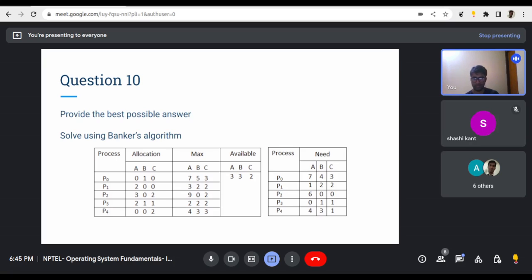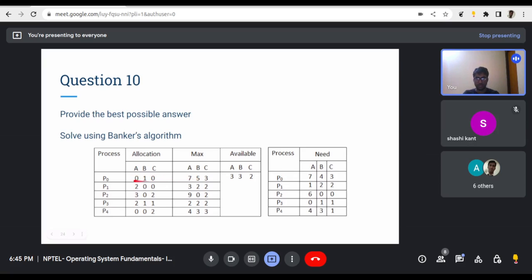So this is the need matrix, right? What is done is simply max minus allocation. As can be seen, need can be greater than allocation, but it will never exceed max.